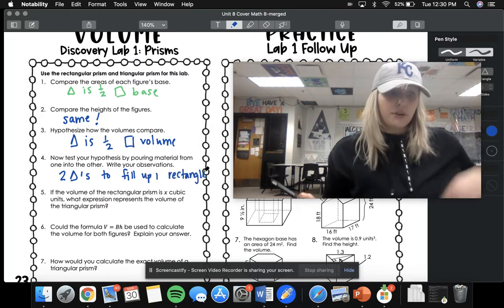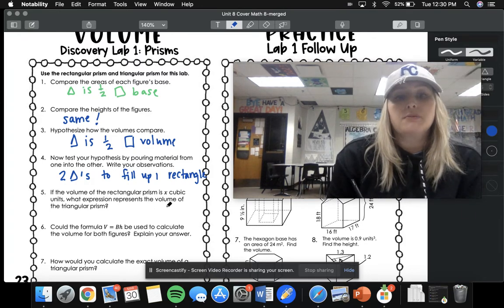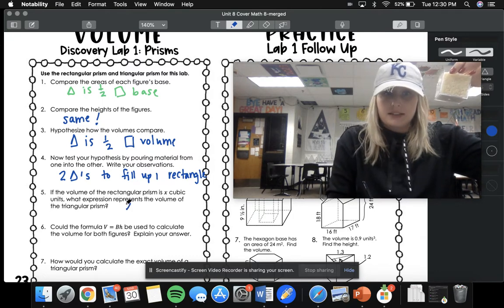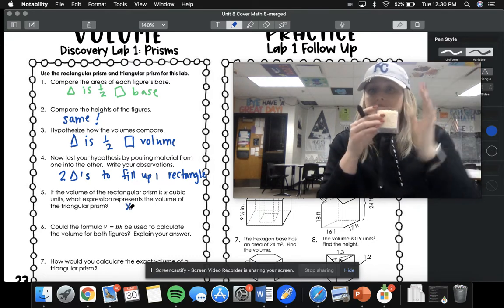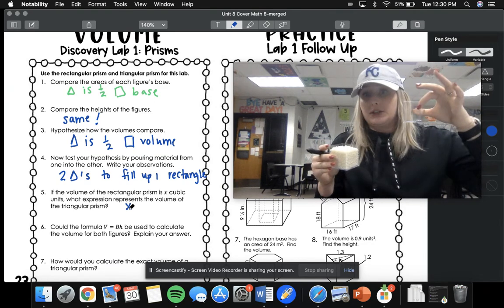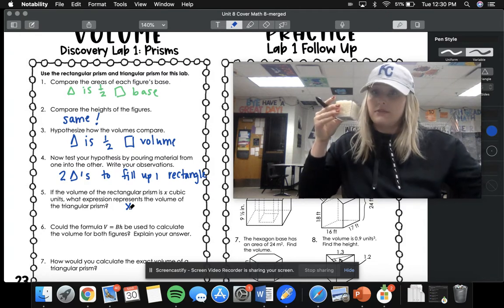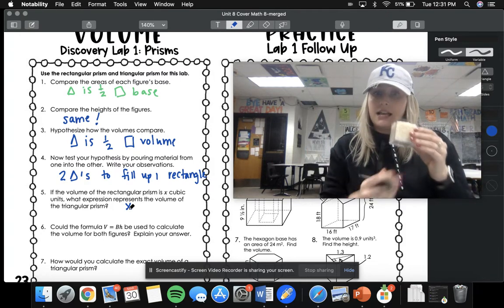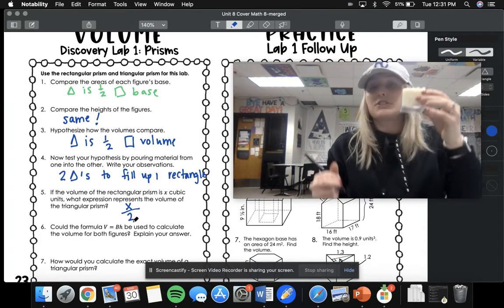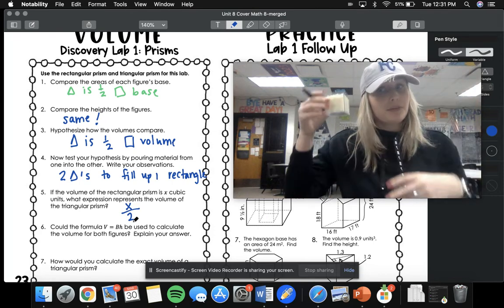That's what I noticed. It says if the volume of a rectangular prism is x cubic inches, so x, what would be a way to figure out the volume of a triangular prism? Well, it took me 2 of these to fill up a rectangular one, so I just have to cut it in half. I'm going to take whatever my number is and cut it in half, which is very similar to what we've learned because triangles are half rectangles.